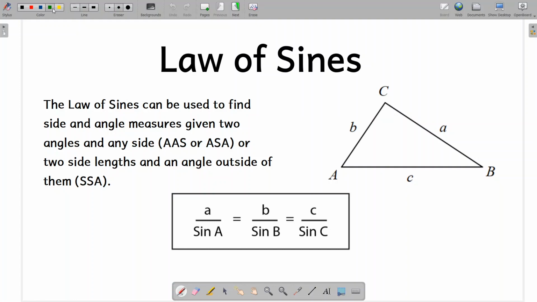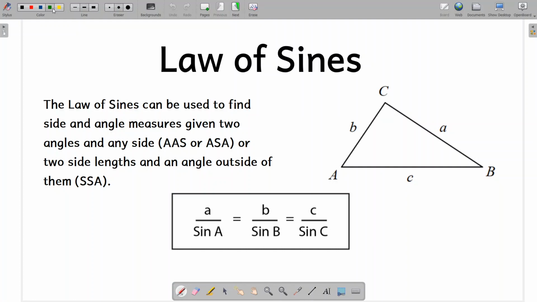So the law of sines can be used to find any side or angle measure if we have the following information. It works when you have angle angle side or angle side angle, and it also works when you have side side angle. Now, we're not talking about congruence or similarity here. We're just talking about the pieces of information that are required in order to use the law of sines.